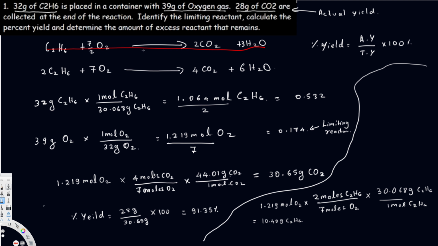Whatever is left is going to be the excess. Here we have a total of 32 grams and this much is used. So 32 grams minus 10.40 grams is used. Whatever value is left is going to be the excess. So the excess amount, if you calculate this, will give you 21.53 grams of C2H6. And this is the excess amount of C2H6 we are going to have after the reaction occurs. And that's how we do these kinds of problems.